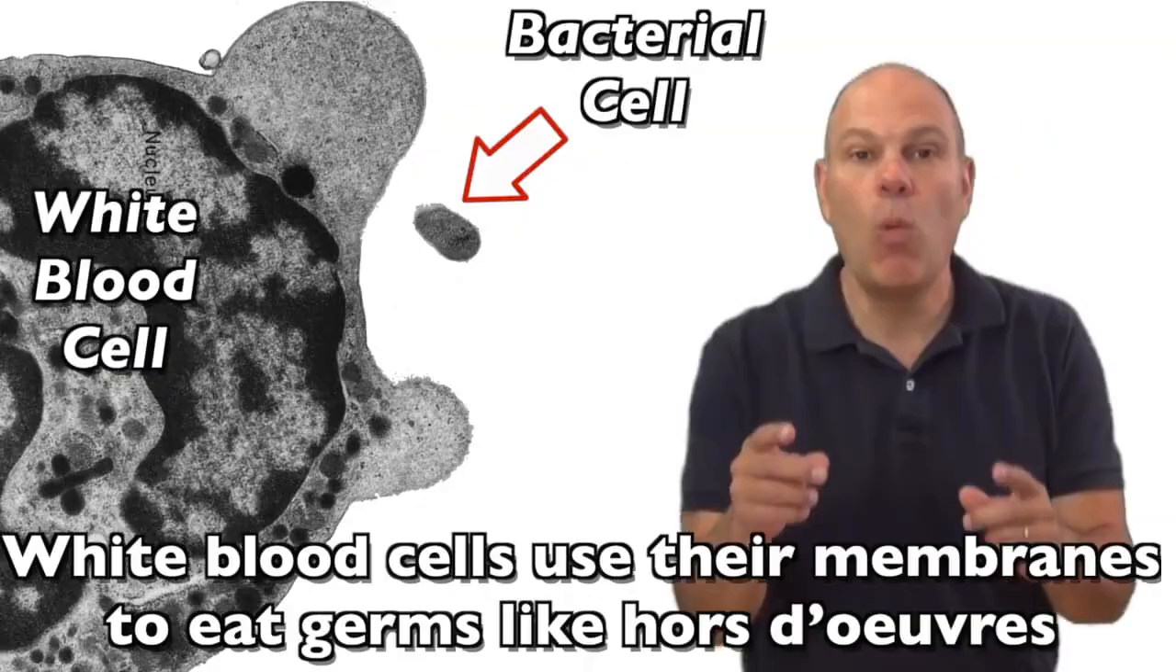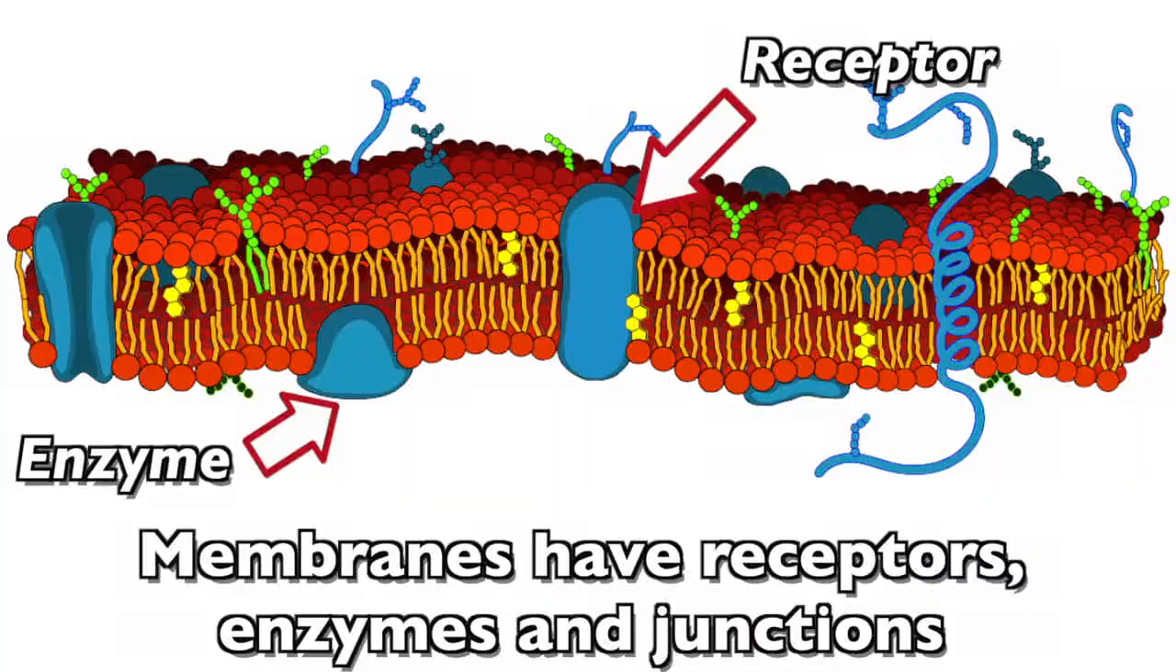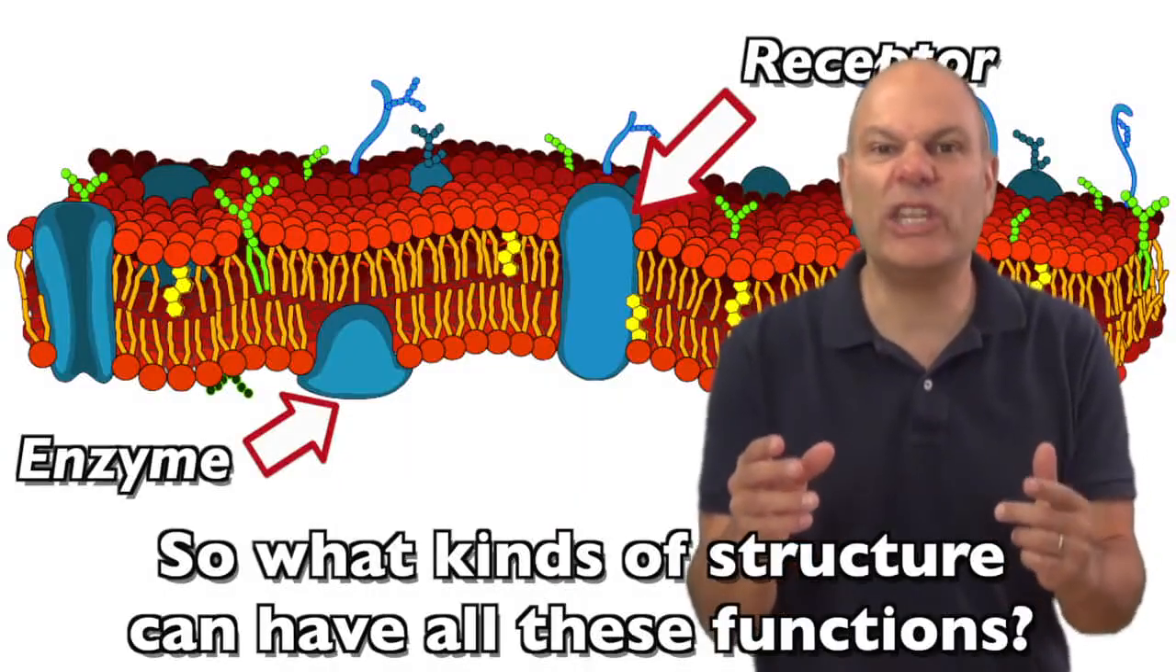It sends signals and nerves. White blood cells use their membranes to eat germs like hors d'oeuvres. Membranes have receptors, enzymes, and junctions. So what kind of structure can have all these functions?